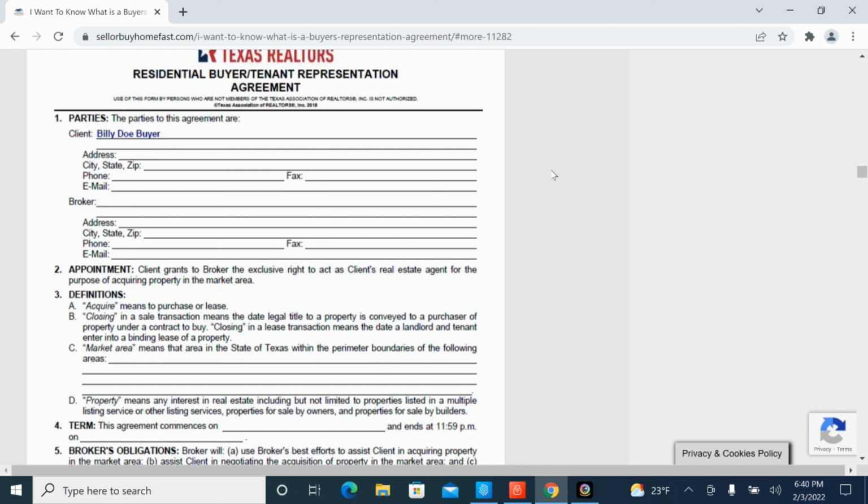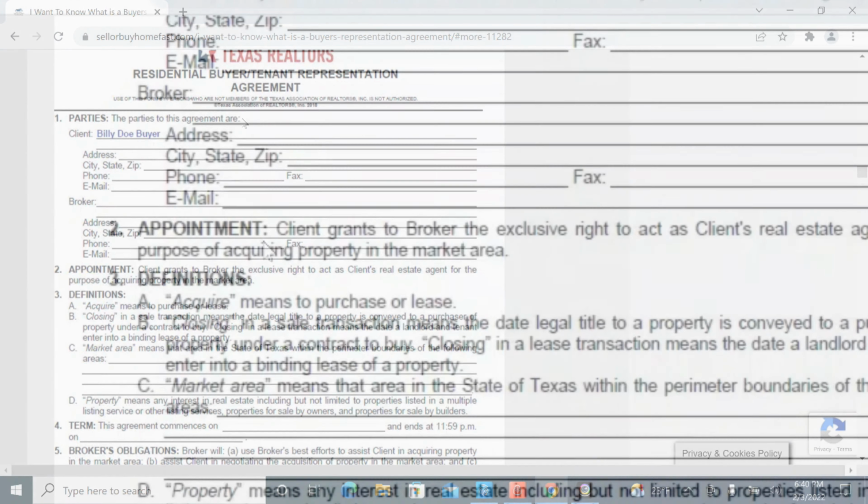Now, when you are viewing the residential representation agreement, you're going to see number one, which shows the parties to this agreement. The parties to the agreement are going to be your name at the top, your address, your city, state, and zip where you stay, phone number, email, and if you have a fax. Also, when your agent fills it in, the agent is going to put the broker's information here, along with their name, the address, city, state, and zip, phone number, fax number, and email.